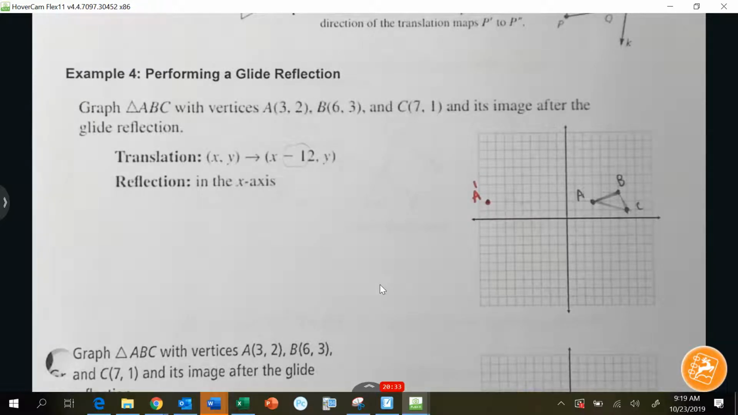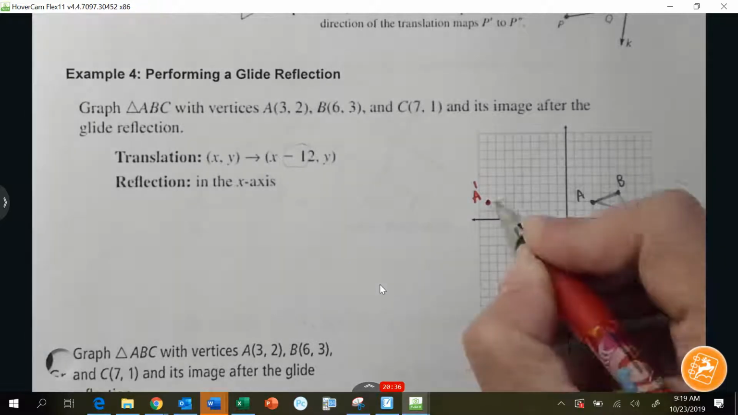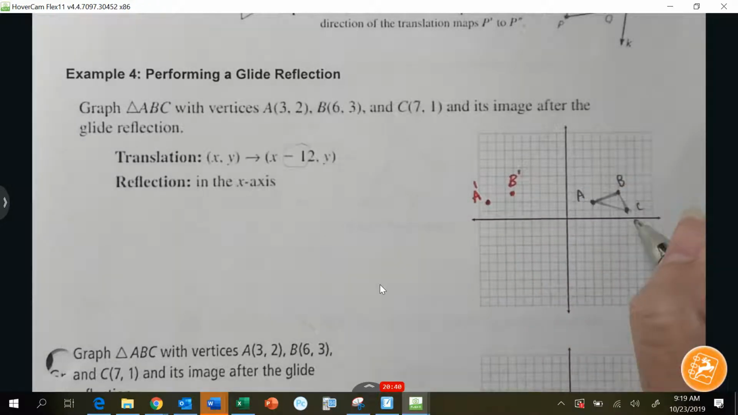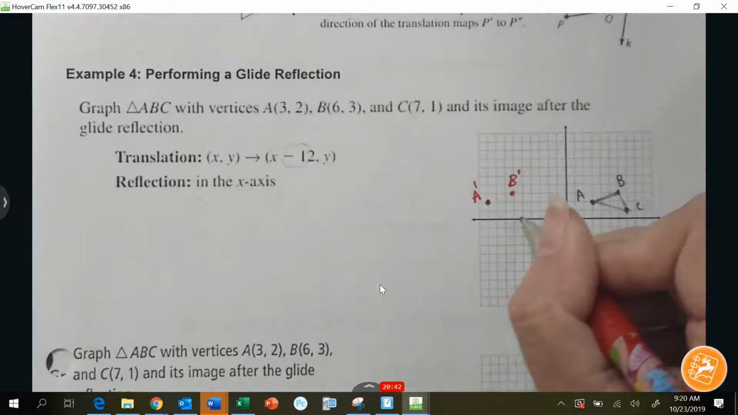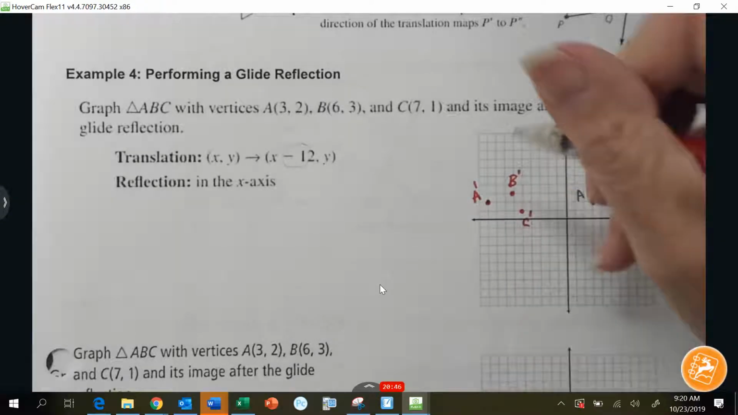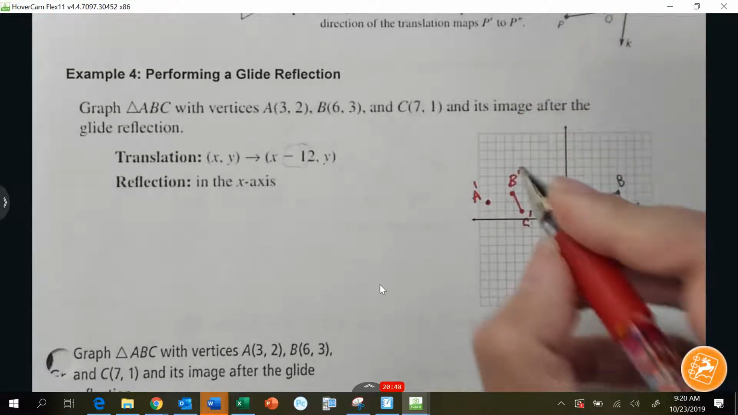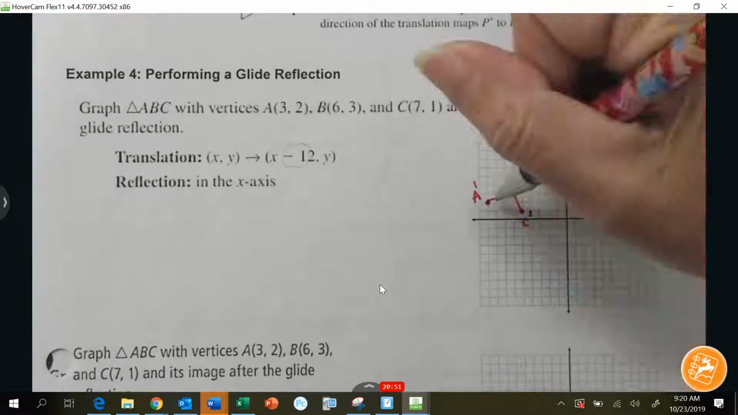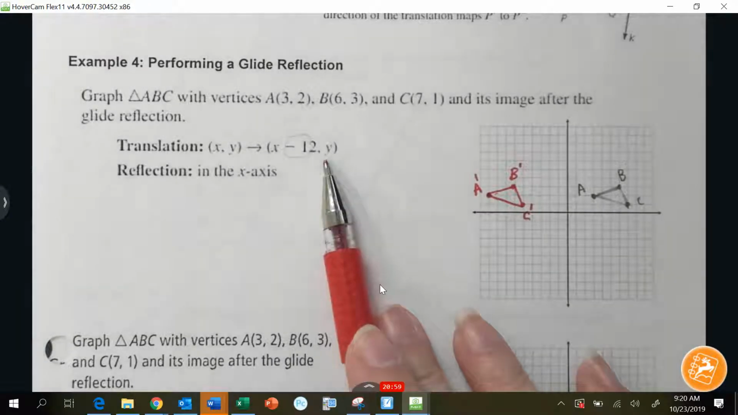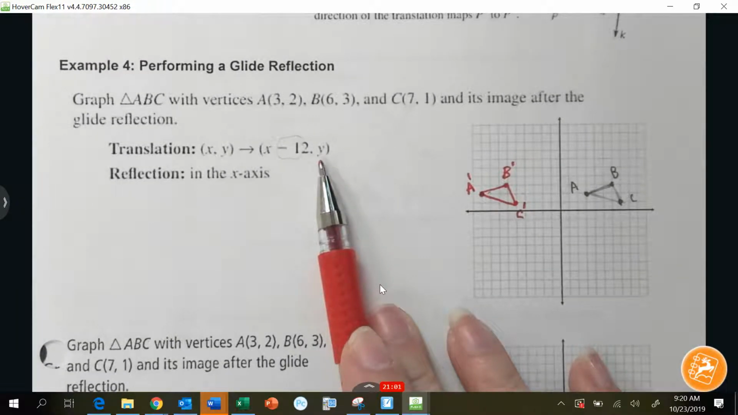Then we're going to do the same thing to B, B prime. Then we're going to do the same thing to C, C prime. Why did I do nothing to my Y values? Austin, what does this mean for the Y values? That it doesn't change. We keep the same Y values.